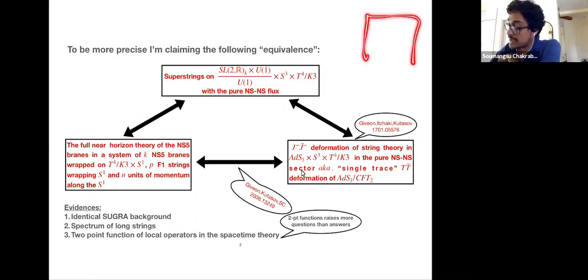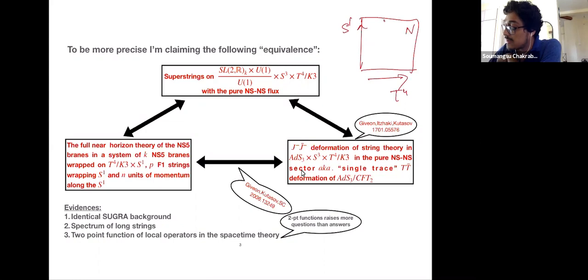So let's say this is the T4 direction, and this is the S1 direction, and then the NS5 branes are sitting here. The fundamental strings are like this, and there are n oscillatory modes along this F1 direction, and these are NS5s. And what I'm going to claim is that the near horizon geometry of just the NS5 branes in this whole setup is exactly given by this worldsheet string theory at weak coupling.